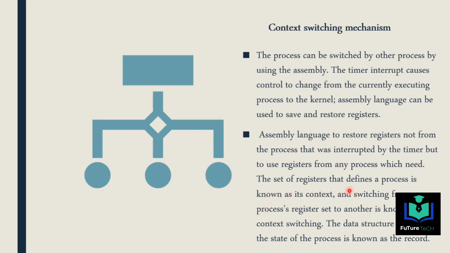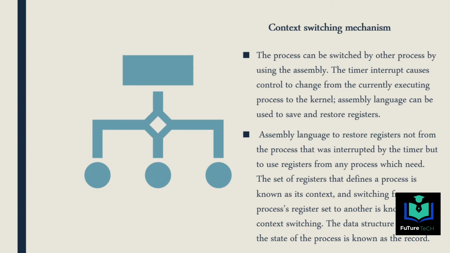The set of registers that define a process is known as context. That means the set of registers where the task is saved, and switching from one process's register set to another, when it is needed, is called context switching. The data structure that holds the state of the process is known as a record.